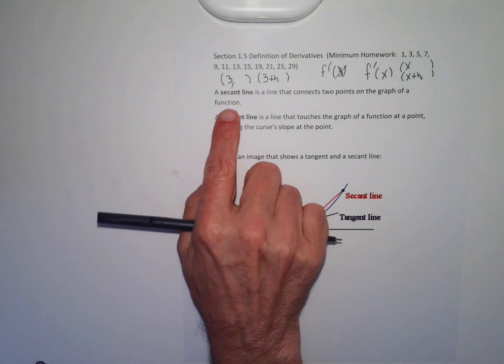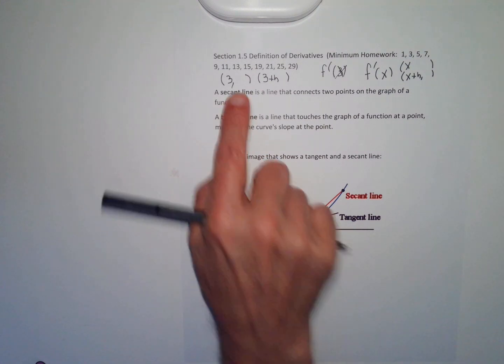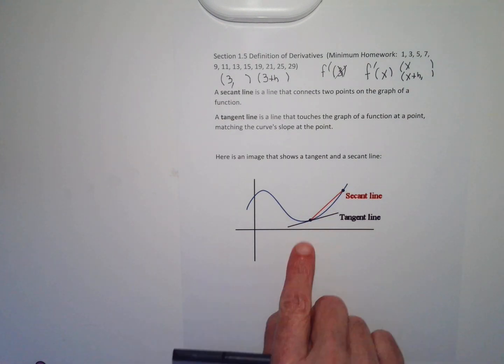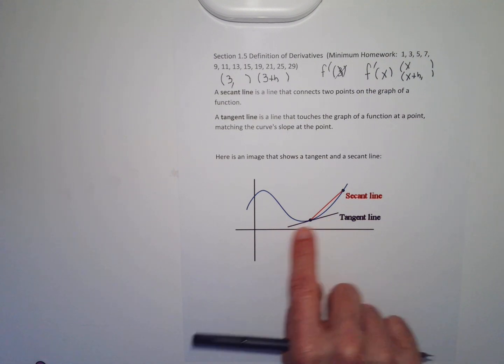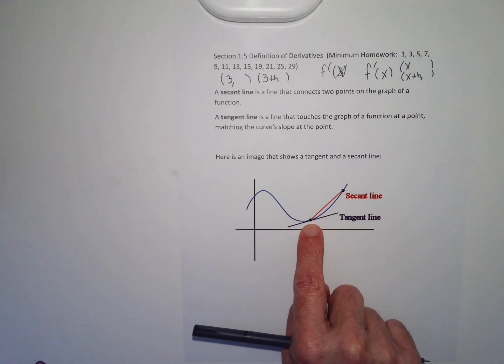This is a little bit of review. We talked about secant lines and tangent lines in the last section. A secant line connects 2 points on a graph. A tangent line really just touches the graph at 1 point, and its slope is the instantaneous rate of change at that point.